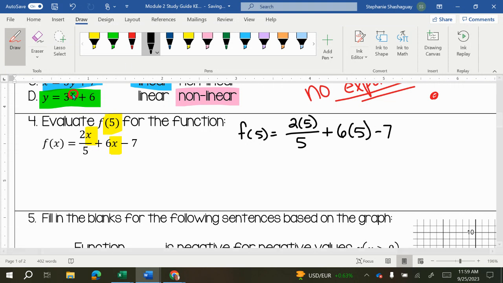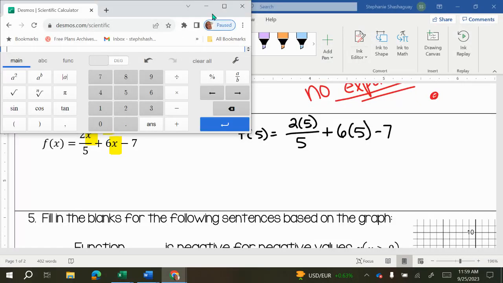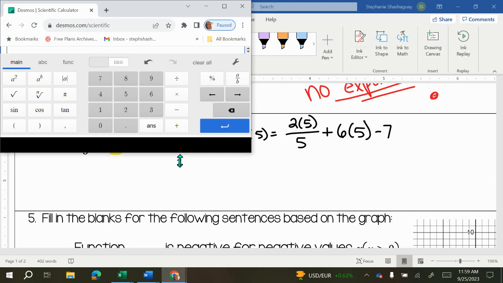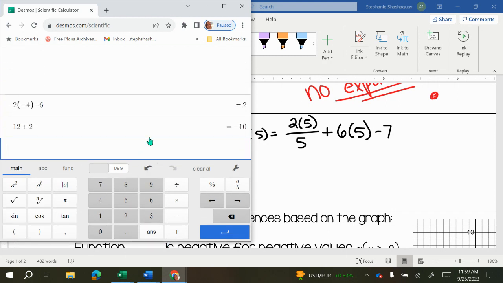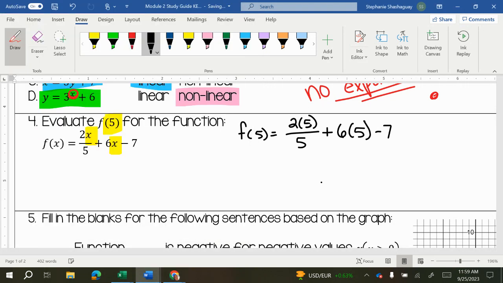Well, let's go ahead and pull it open in our calculator. Okay, so we're going to do 2 times 5, close that parentheses. We're going to use division, divide by 5. We're going to move our cursor over here, do plus 6, multiply by 5, close that parentheses, minus 7, and hit enter, and we get 25. So f of 5 is equal to 25. And that's our final answer.